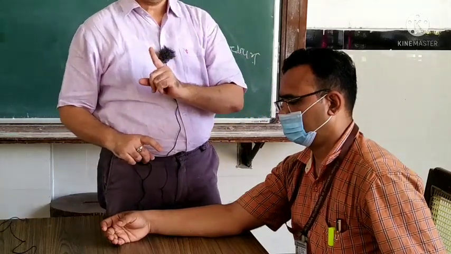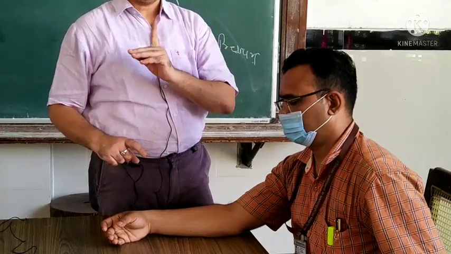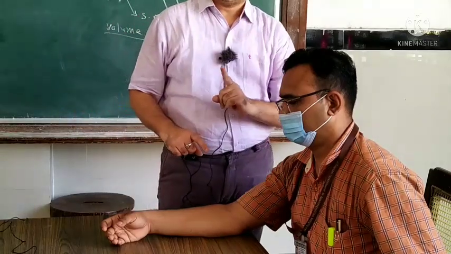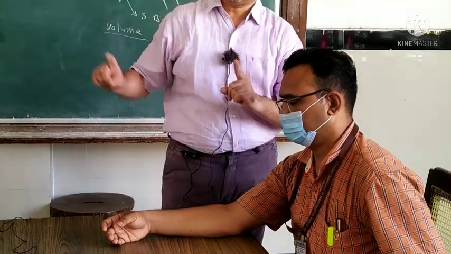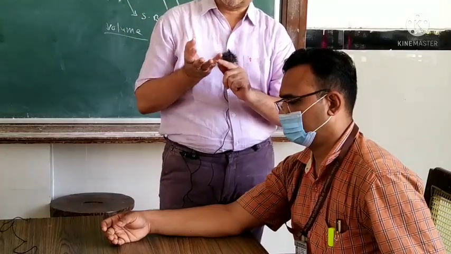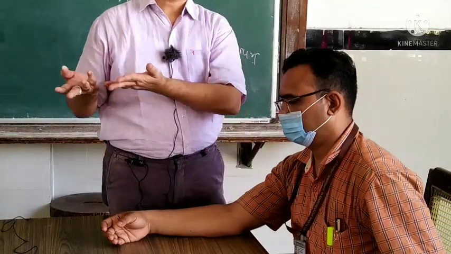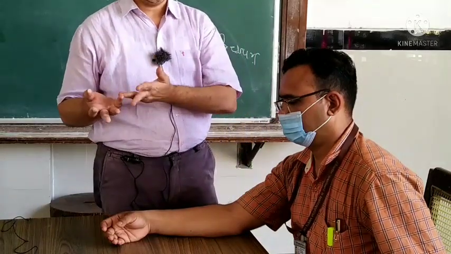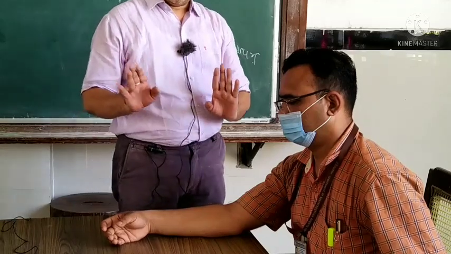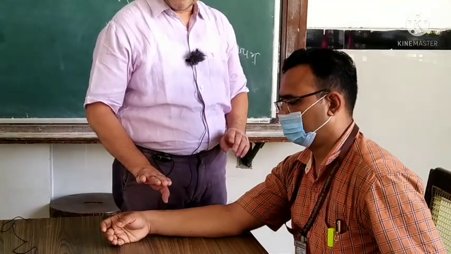Now how to go for all these points? Examine the radial artery for a complete 1 minute. And what is to be done in this 1 minute? Listen carefully. In the first 30 seconds, concentrate on the first 3 parameters: the rate, the rhythm and the volume. In the next 30 seconds, concentrate on the force, tension and the condition of the vessel wall. Now, for the examination of the radial artery, we use 3 fingers.